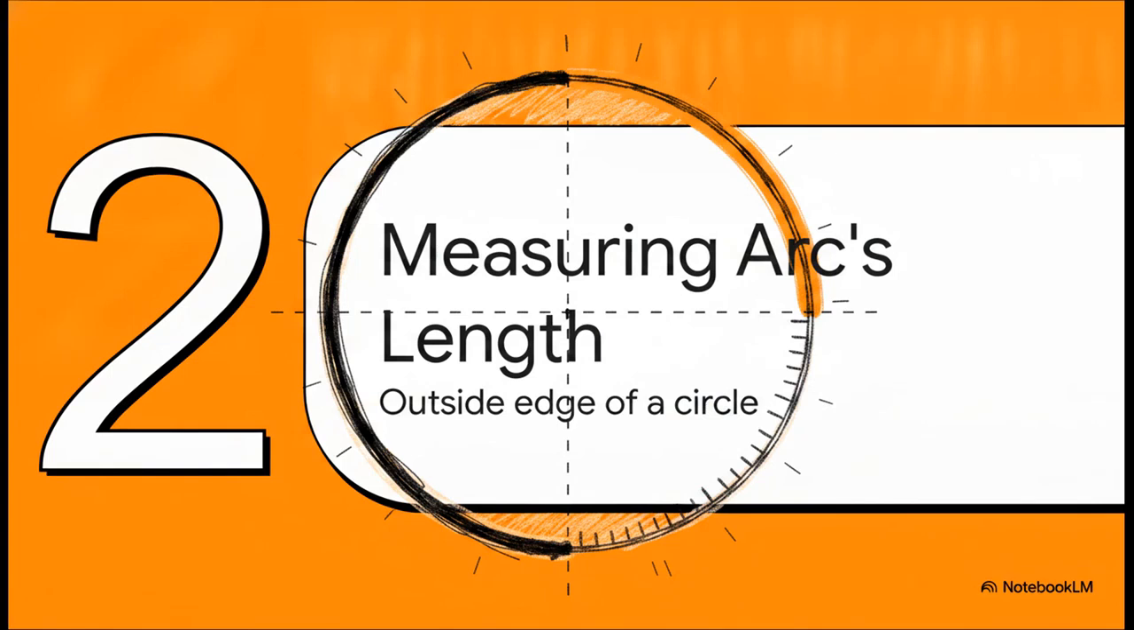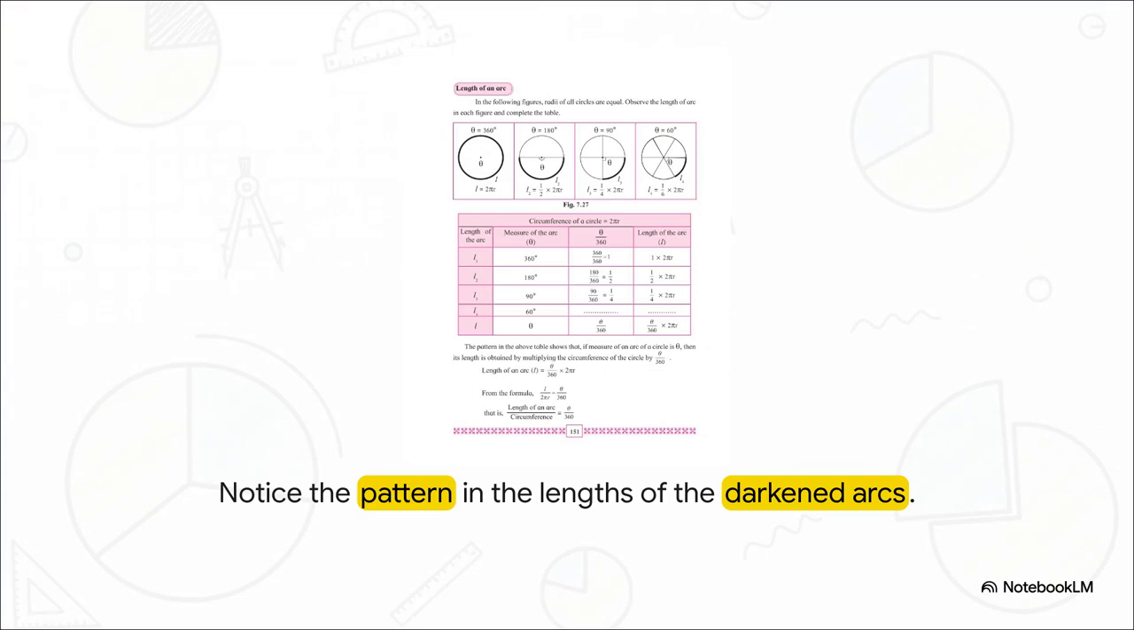Moving on to section 2, measuring the arc's length. We are now going to apply that exact same slicing strategy to the outside edge of the circle. Notice the pattern in the lengths of these darkened arcs. Just like the area we sliced up a moment ago, the length of the arc is just a fraction of the total boundary, the total circumference.